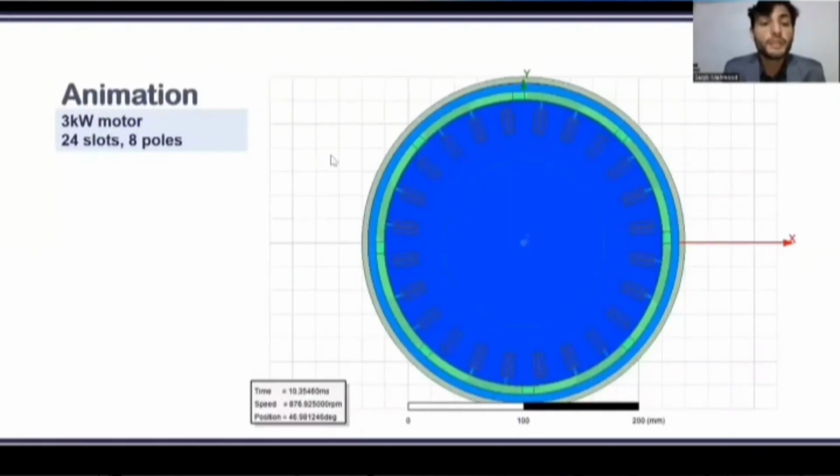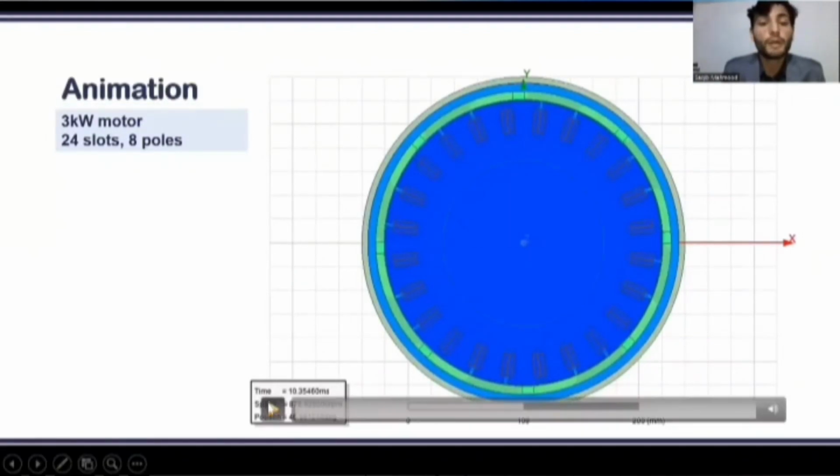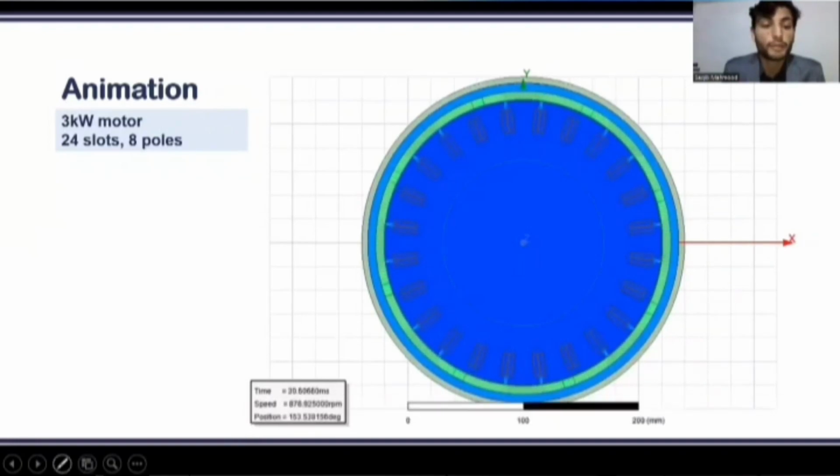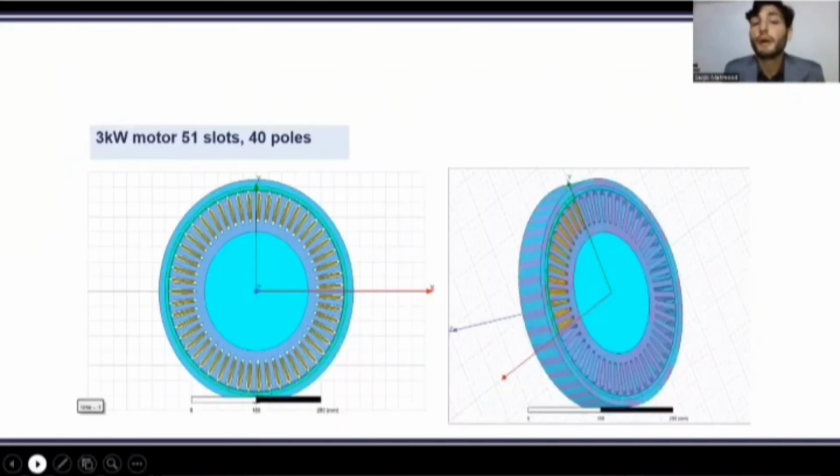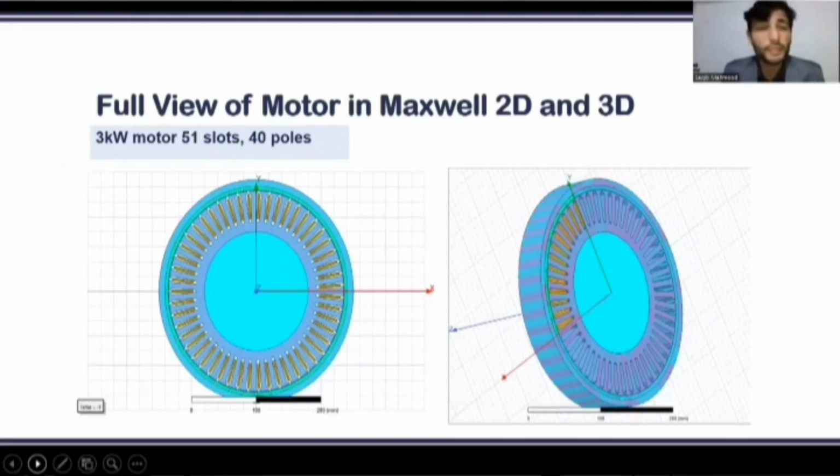This is the animation of the 3 kilowatt BLDC motor for the 24 slot 8 pole motor. We can see that the motor is running in the simulation, and the time is changing, speed is constant at 876 RPM, and position is varying. So moving toward the full view of the motor in Maxwell 2D and 3D of the 3 kilowatt 51 slot 40 pole motor.